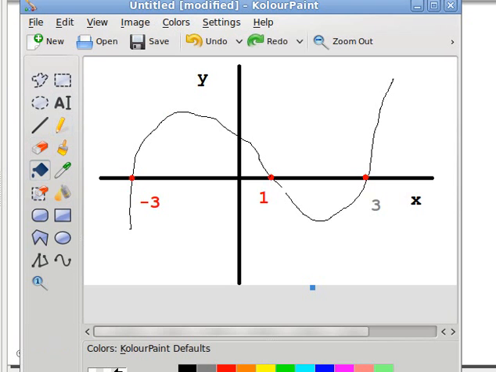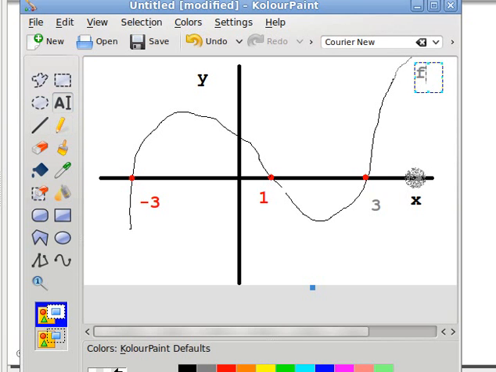Now, is the root 4? No, the root's not 4. So if I was to try 4 and I put 4 into the function, will the function be 0? No, it won't be 0. What would it be? Let me just continue this on a bit. Okay, so there's x. And here, this here, f of 4.